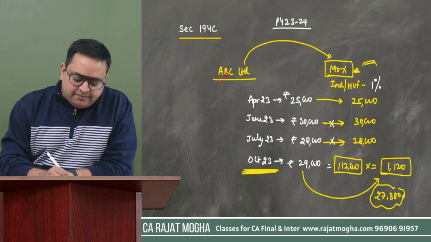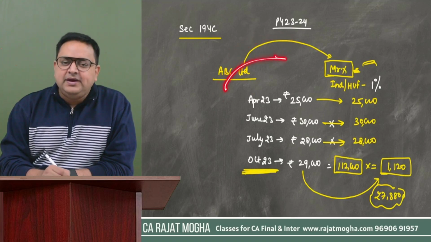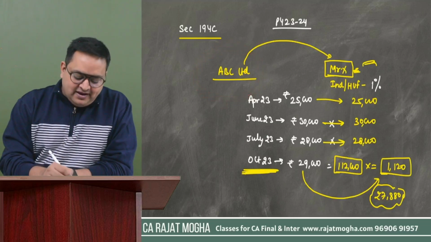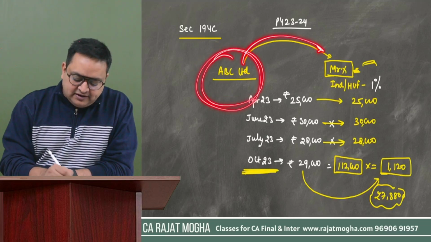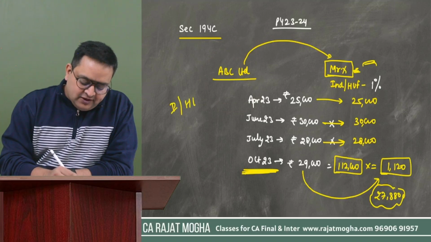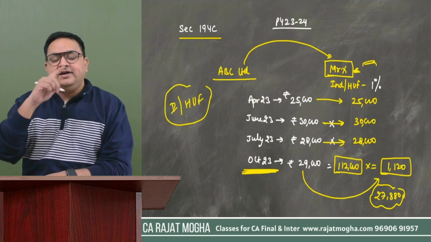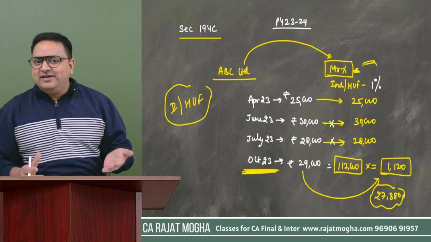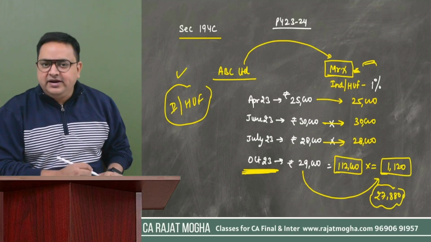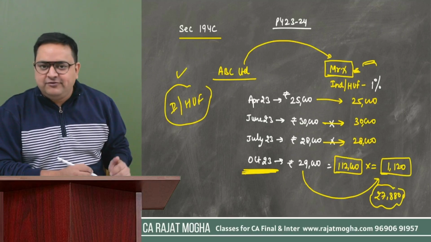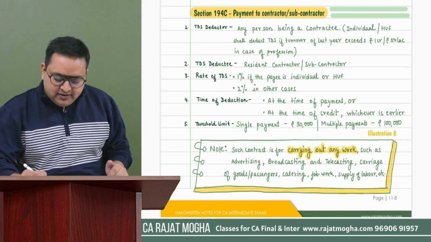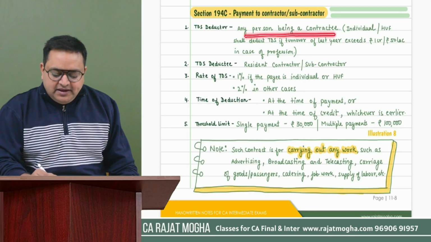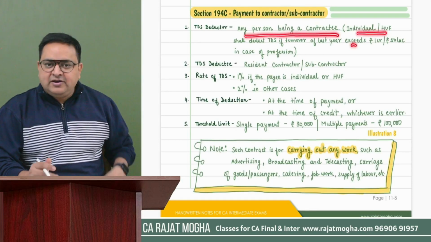So this person can be a company, an AOP, BOI, partnership firm. Can this person be an individual or HUF? Same concept will apply. If this person who is giving the contract is an individual or HUF, it depends upon the turnover of the last year. If the turnover of the business is more than 1 crore, then they are also liable to deduct TDS. If they are into profession, then we have to see the 50 lakh rupees threshold limit, right? So here it is mentioned TDS deductor. Who is the TDS deductor? Any person being a contractee. Individual or HUF can also be the contractee.